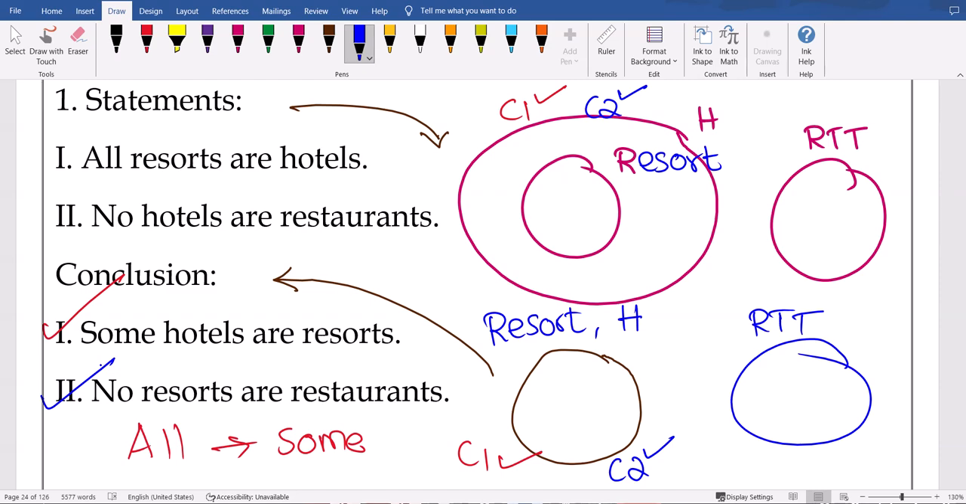Resorts and restaurants are not connected. All hotels are resorts, but then we can take some hotels are resorts, which is not an issue.